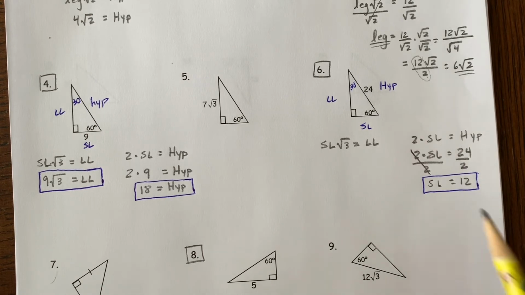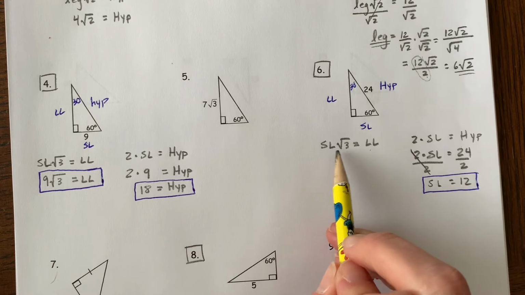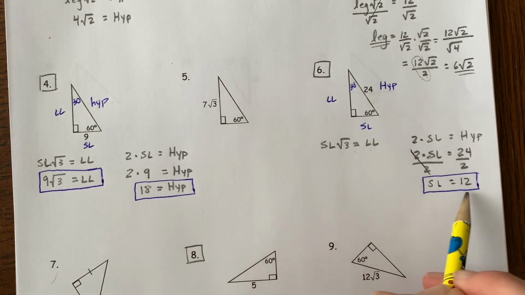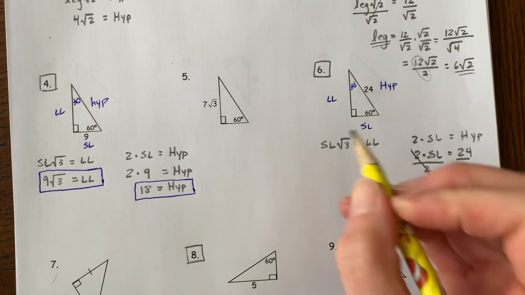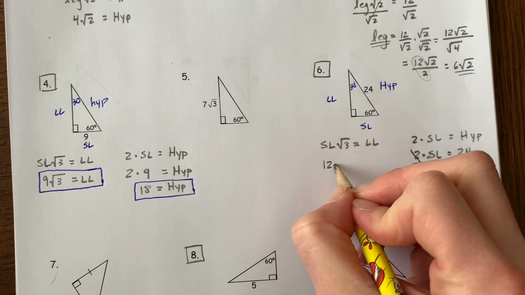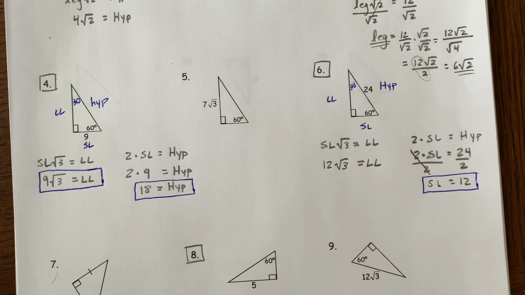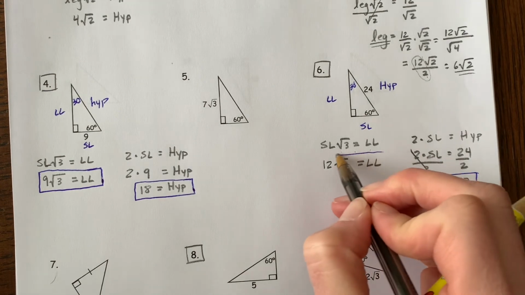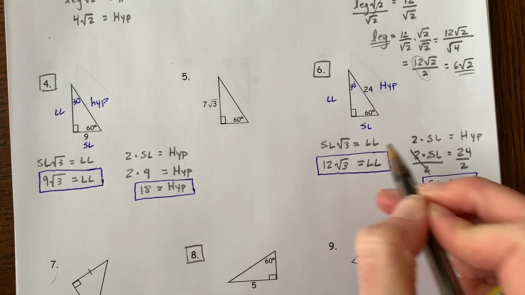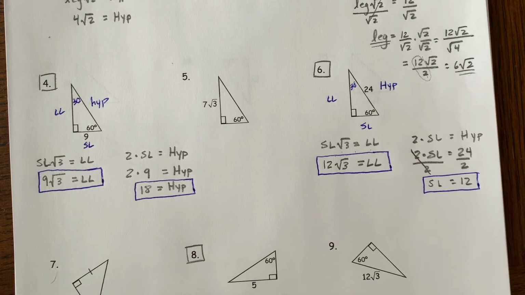Now, to find my long leg, I take my short leg times radical 3. So I just found my short leg to equal 12. So 12 times the square root of 3 is equal to the long leg. And that's my final length. There's no way to simplify that. So my long leg is 12 radical 3.